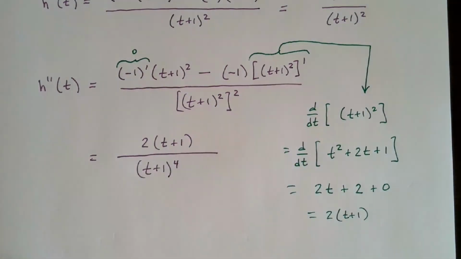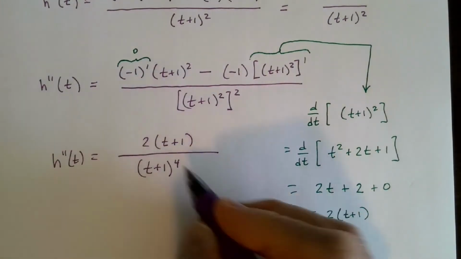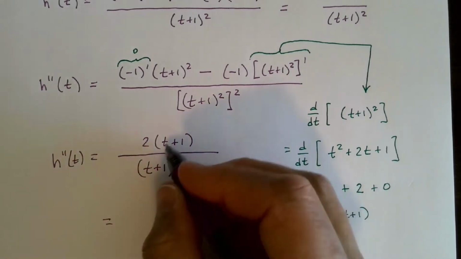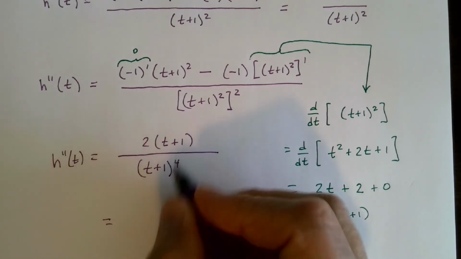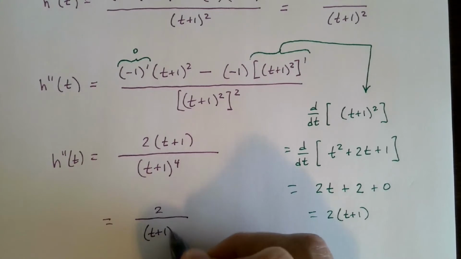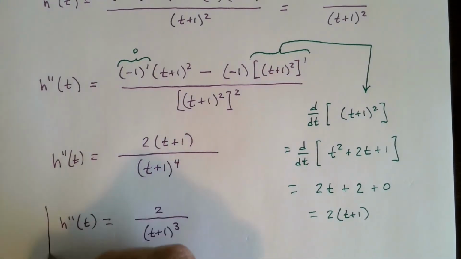Can I simplify this second derivative at all? Yeah. There's a common factor of t plus 1 in the numerator and denominator, and so I can cancel one of the t plus 1's rather down here with this one, giving me 2 over t plus 1 cubed. And there is my second derivative.